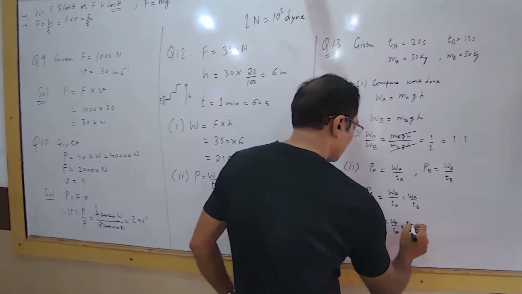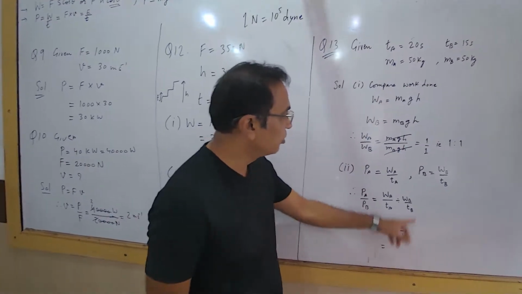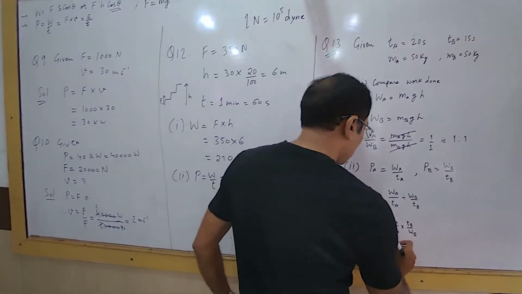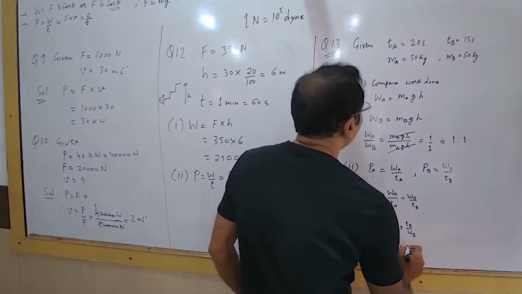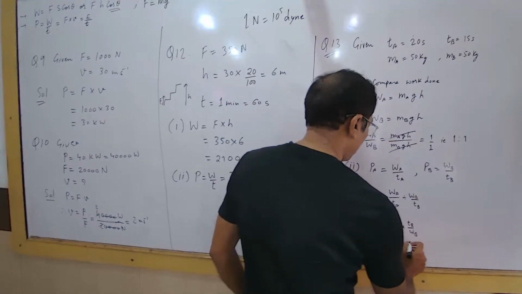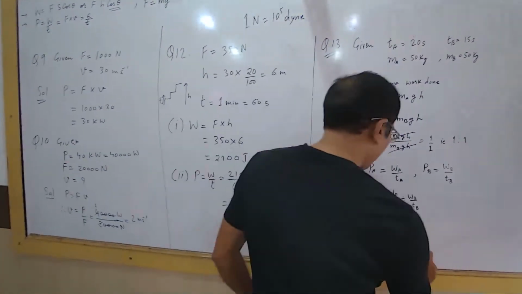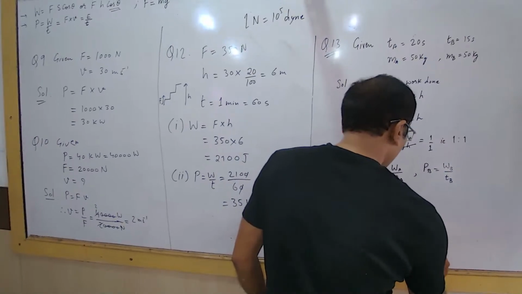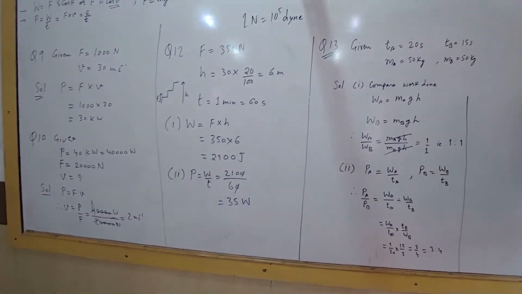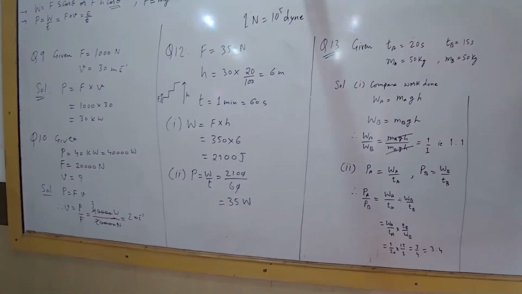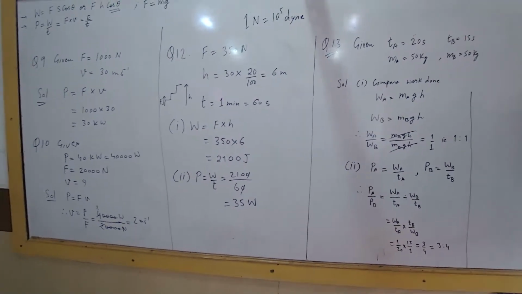But what is WA by WB? 1 by 1, right? So this will be 1 by, what is TA? 20. TB was how much? 15. By 1, WA by WB we calculated, right? So what is 15 by 20? It is 3 by 4. So 3 is to 4. We calculated the work done comparison and the power comparison. That's it. This was to be done.